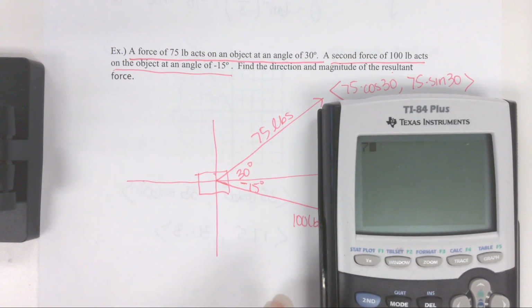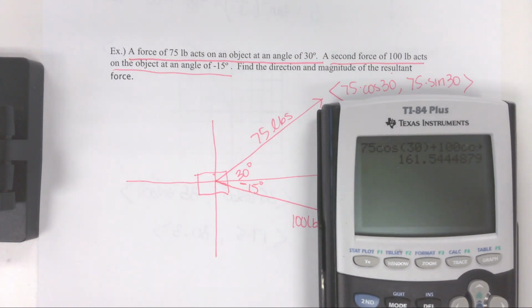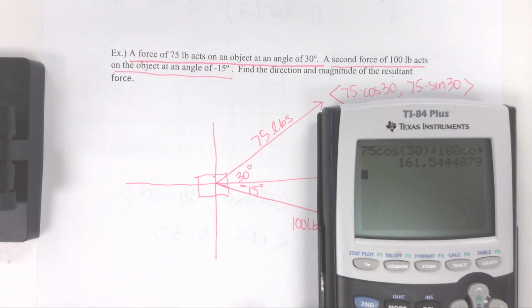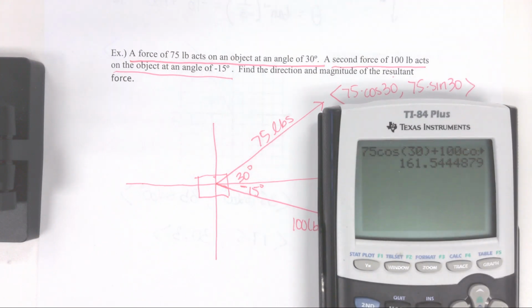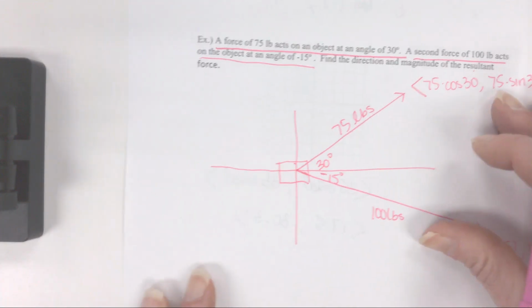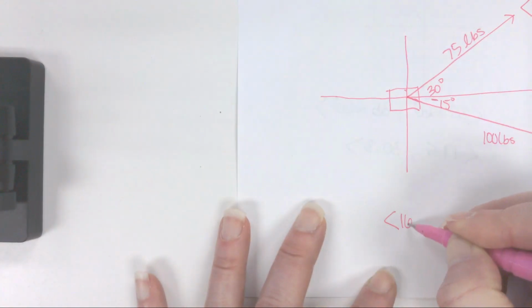So 75 cosine of 30, make sure you close your parentheses, plus what was 100? Cosine of negative 15 is going to give me my new horizontal component. That's what you got. I got the same thing. So I get 161.5. Sounds like you did too.